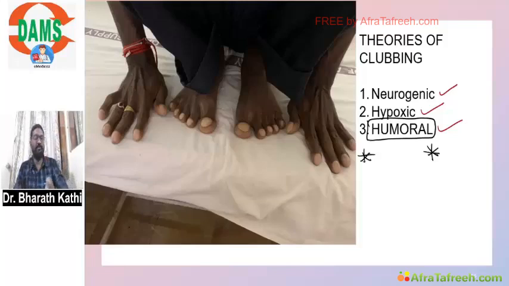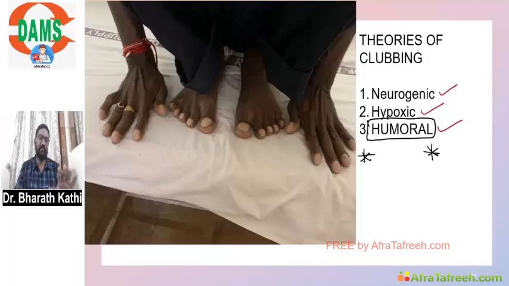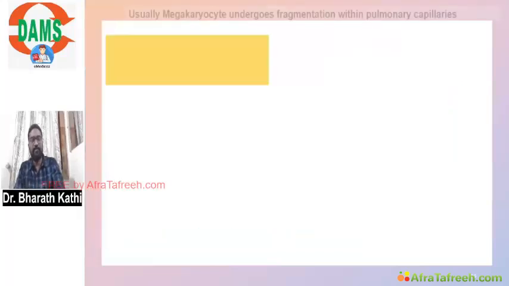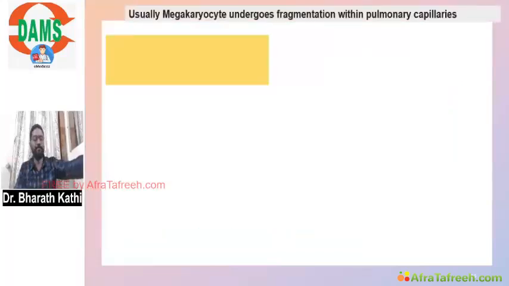All this will be asked in your practical exam. If you say clubbing is present, first thing they'll ask you is the definition. They can ask you grades. They can ask you to demonstrate the Shamroth sign. They can ask you the profile sign, and they can ask you what are the theories of clubbing. So first of all, let us see what the humoral theory is.